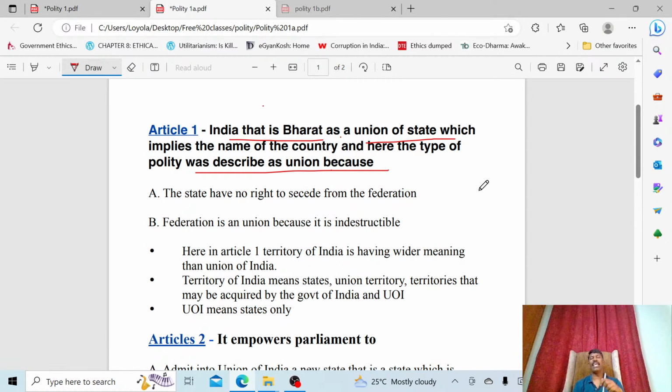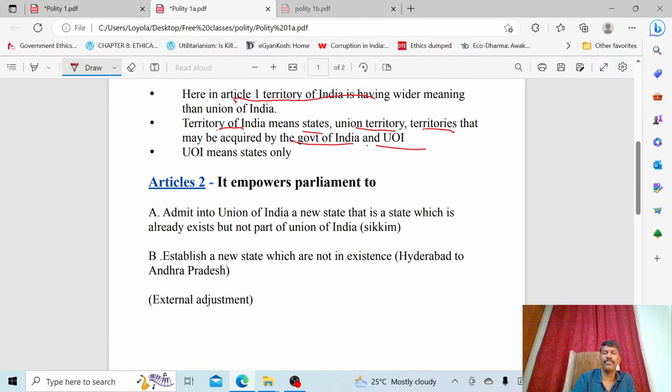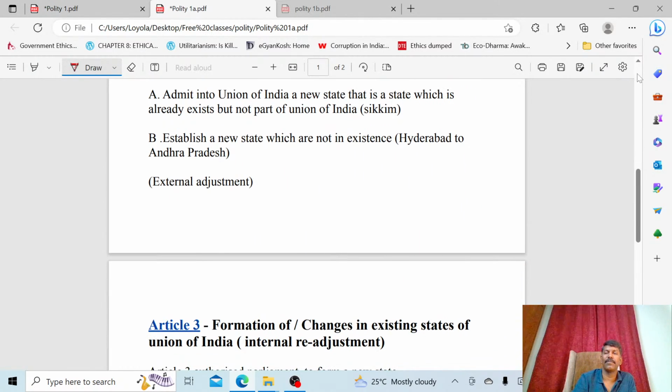Then, in Article 1, under the territory of India, the territory of India means every state and union territory, and any territory that may in future be acquired by the government of India. But when I say Union of India, it means only states, not union territories or acquired territory or any other territory. This way, the meaning of territory of India has wider jurisdiction than the Union of India. Union of India means only states. Territory of India means anything that comes under the category of state, UT, and territories acquired in future. Other than that, moving further, Articles 2 and 3 are another important thing.